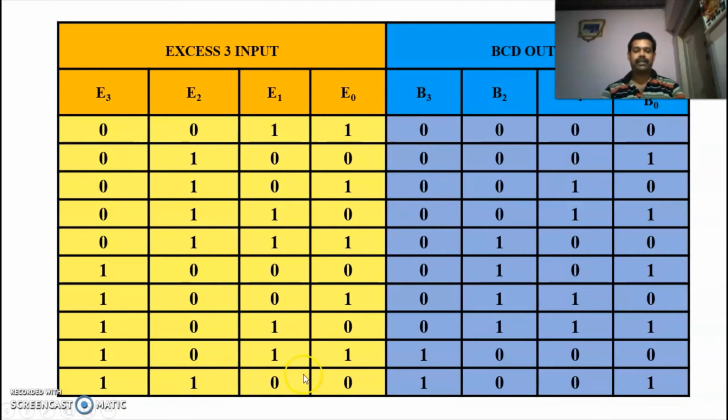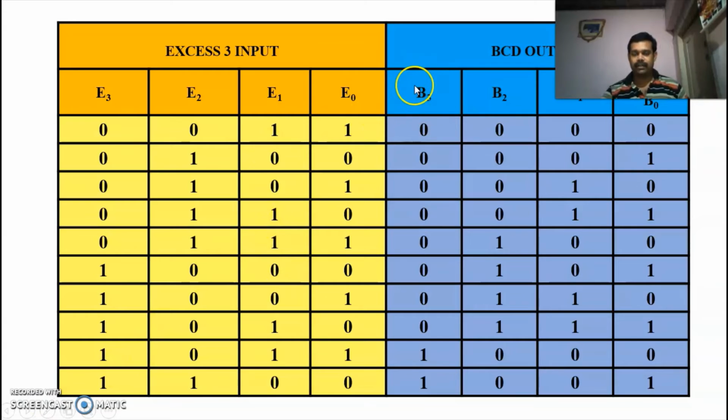Of these combinations, you have not used all of them and some combinations are unused. The unused combinations are 0000, 0001, 0010, and 1101, 1110, 1111. So these are the unused combinations. For the unused combinations, you have to put don't cares in the K-map.